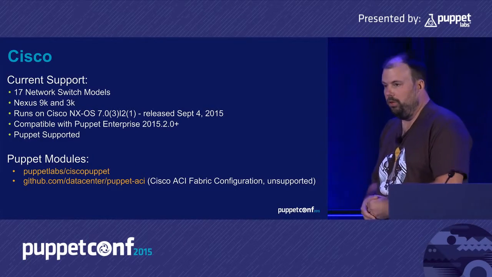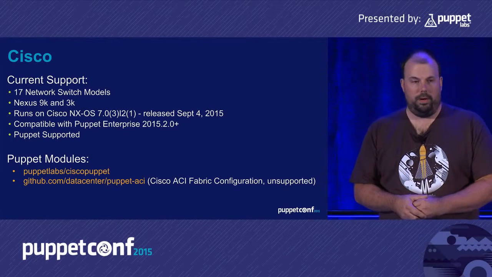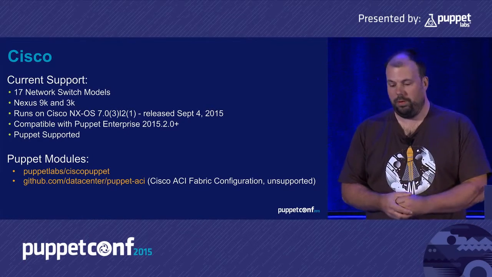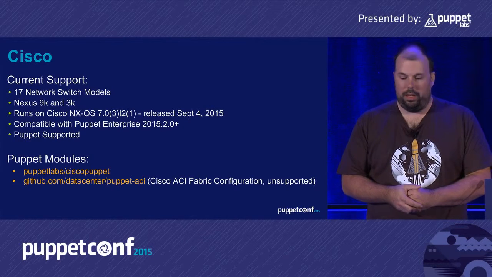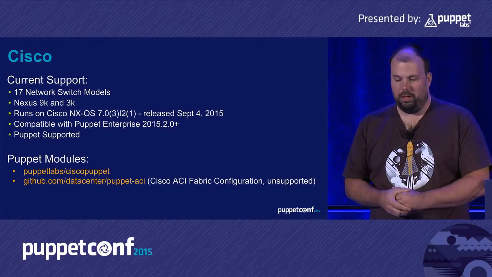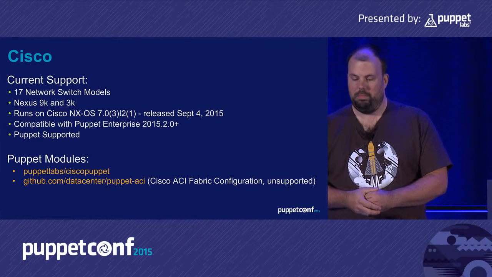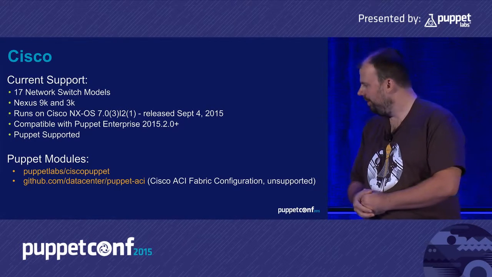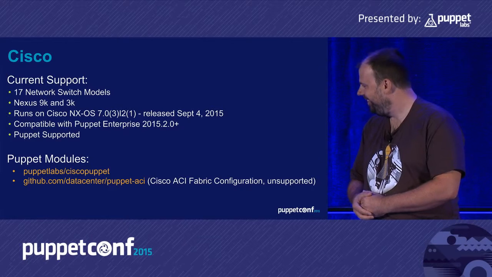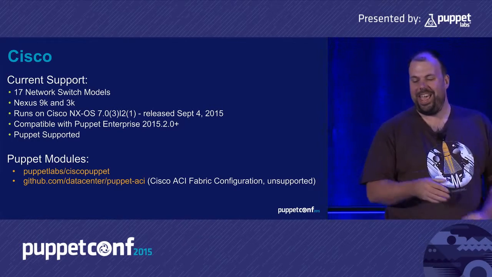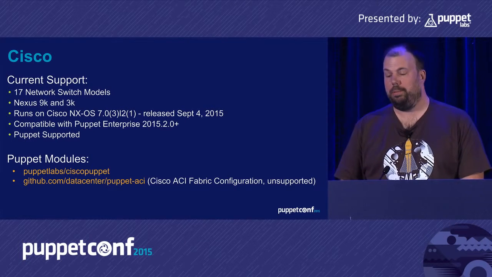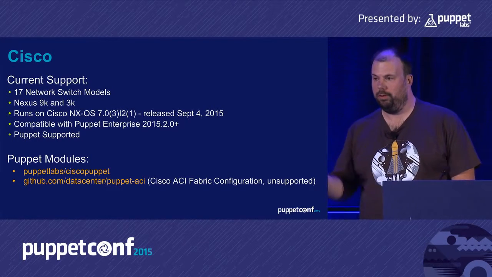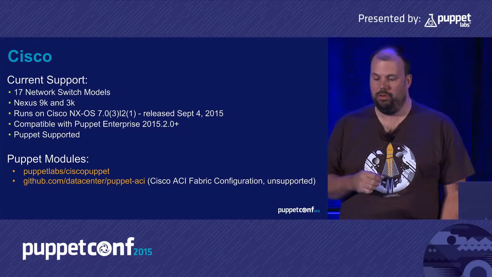With Cisco, we just announced our support for their Nexus 9K and 3K switches. You do need to run the latest firmware update for the NXOS, so the version string there, and that was released just earlier. When is it? Is it October or September now? I'm not sure. It was released fairly recently in September, and it works with Puppet Enterprise 2015.2 and later, so basically the Puppet server version 2.